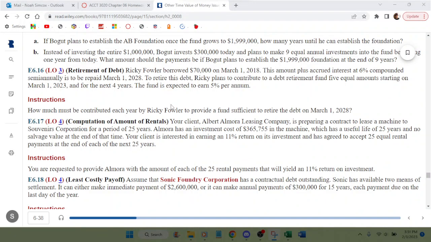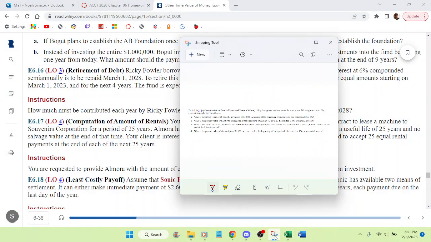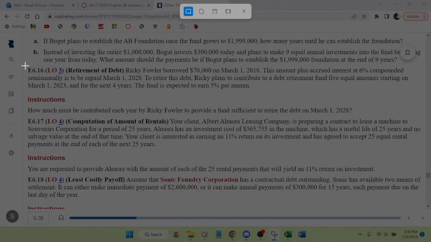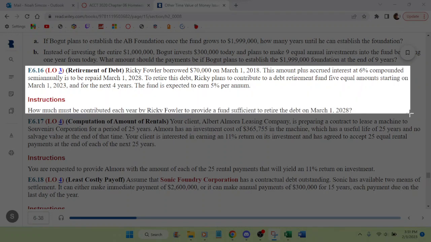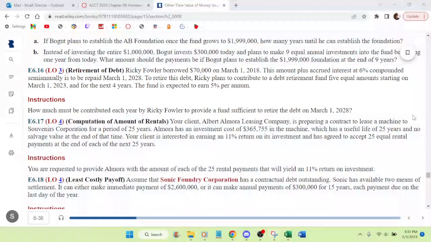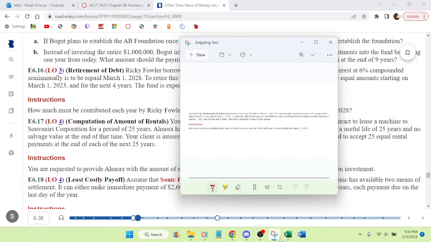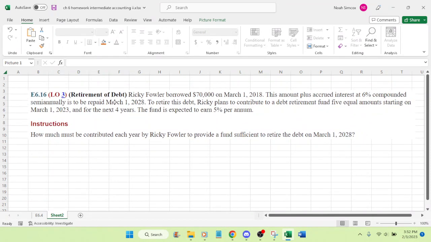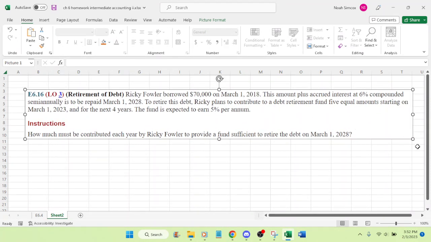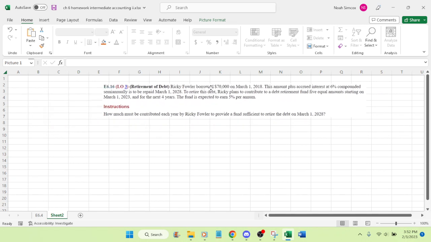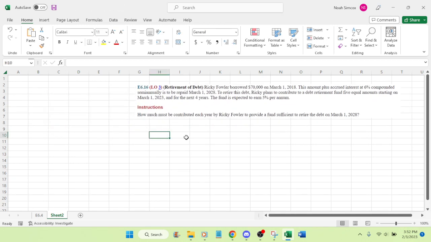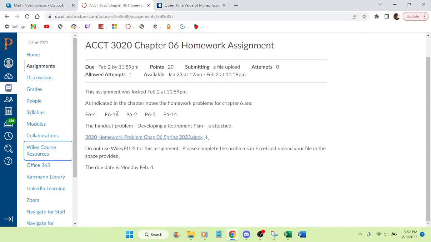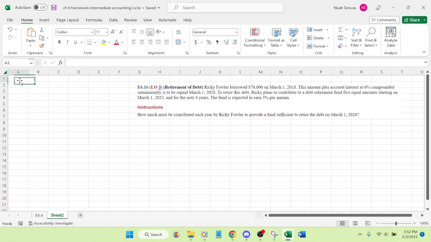Dang it, why did it mess up? Why did it automatically not do the rectangle thing? Exercise 6.16. So that's the correct one. Exercise 6.16. Now let's stop.